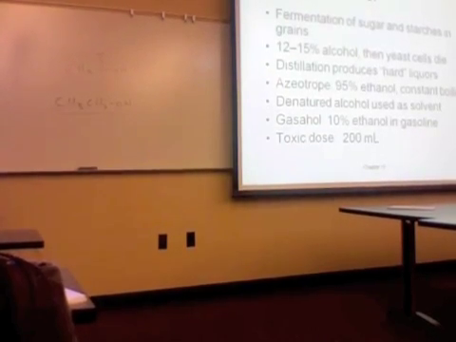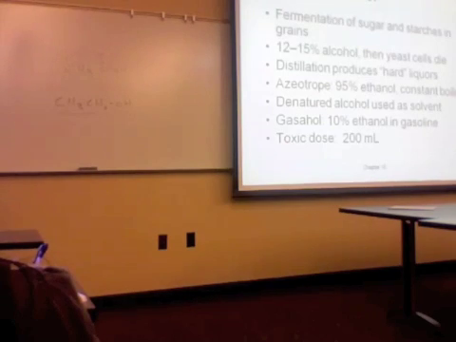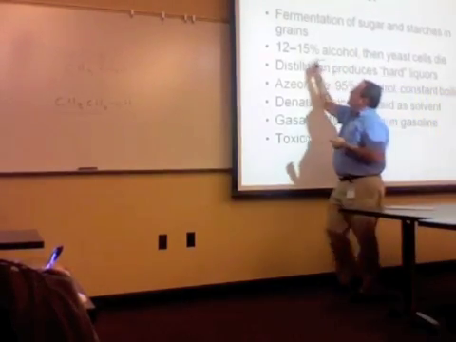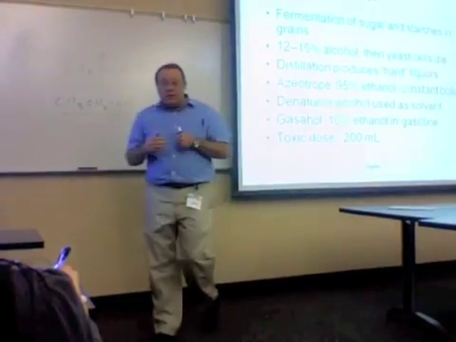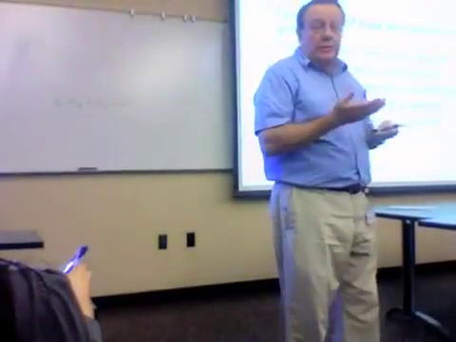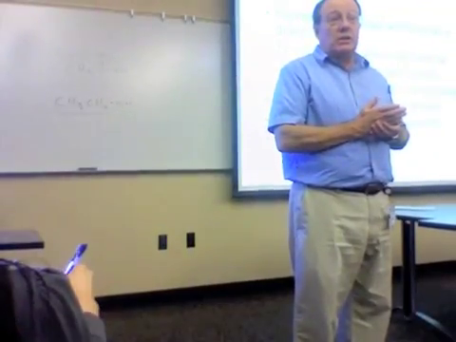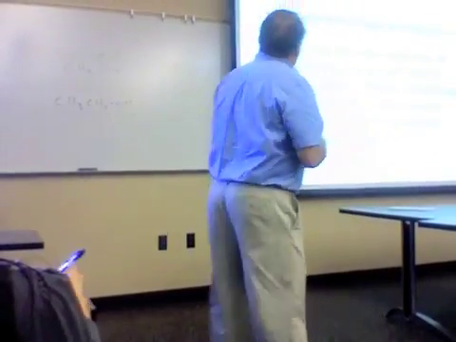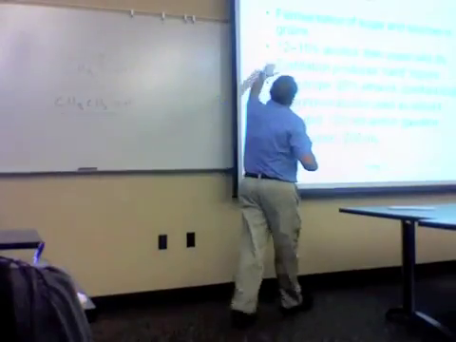Ethanol, as opposed to methanol, is generally produced by fermentation of sugar and starches. What happens is the yeast produces ethyl alcohol as a byproduct until the ethyl alcohol content gets up around 12 to 15%, and then the mixture starts to become toxic for the yeast, and it starts to die away.